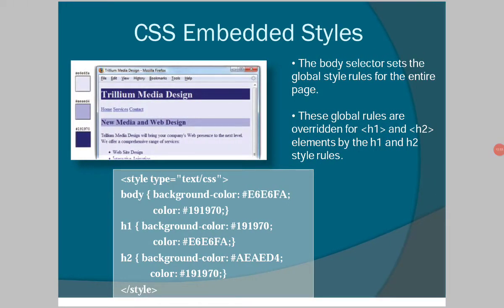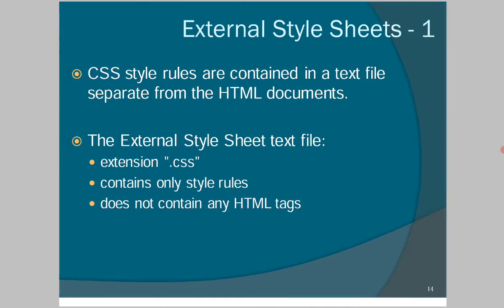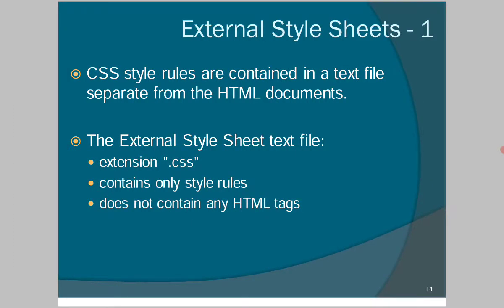So that is CSS embedded styles, another example. Next, external style sheets. The third type of style sheets is called external style sheets. So what are external style sheets? CSS style rules are contained in a text file separate from the HTML document. Generally, in external style sheets, CSS style rules are stored in a separate file with a .css extension. The external style sheet text file contains an extension of .css.